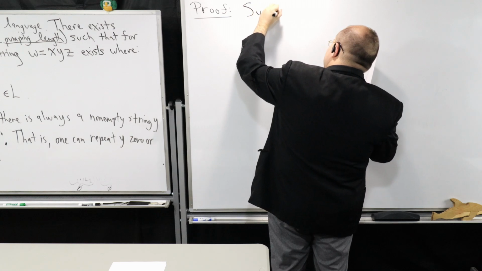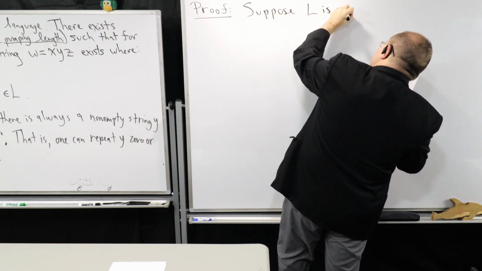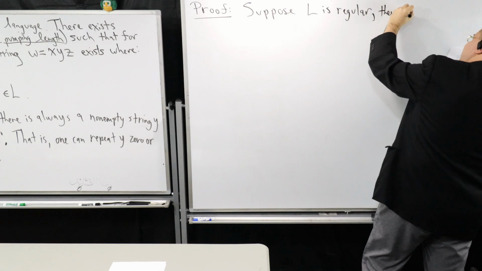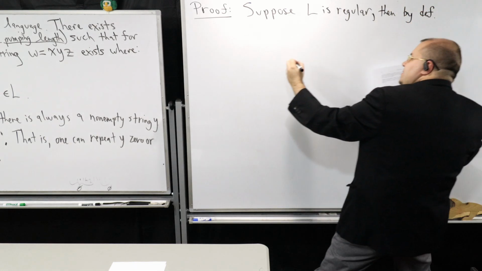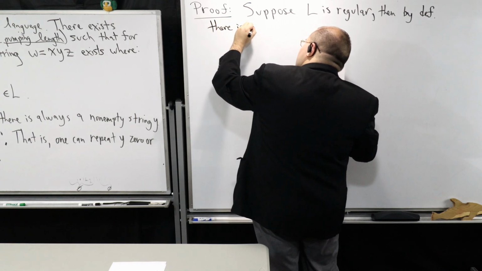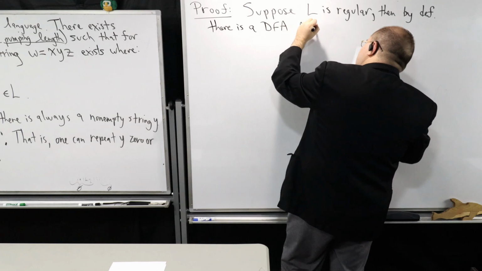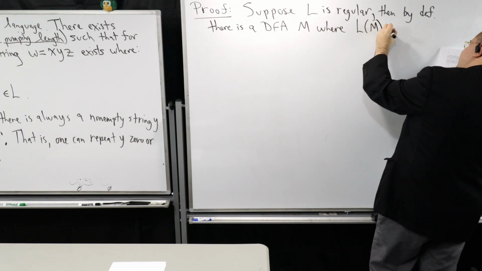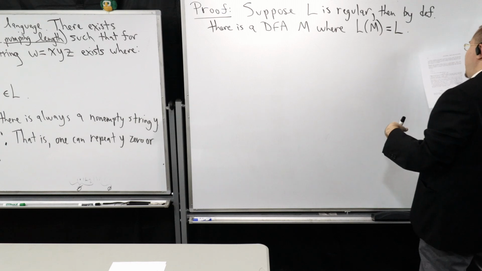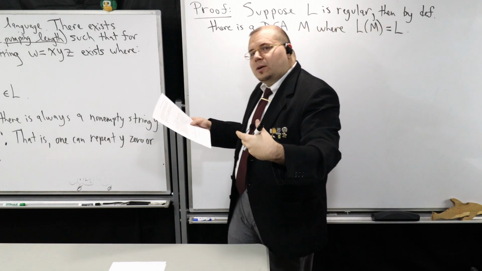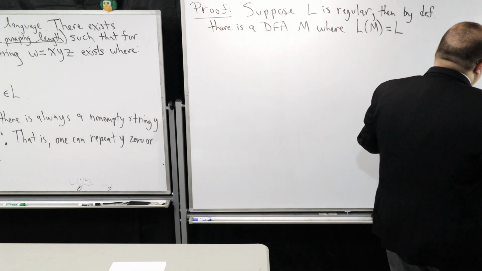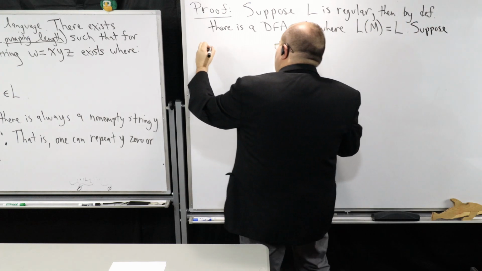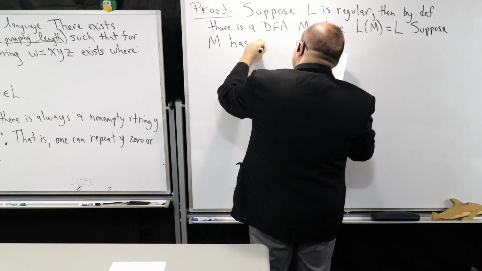So I'm going to suppose L is regular. Then by definition, there is a DFA M where L(M), the language that the machine recognizes, is equal to L. Now I'm going to describe where this pumping constant, or the pumping length, is going to come from. So suppose M has P states.